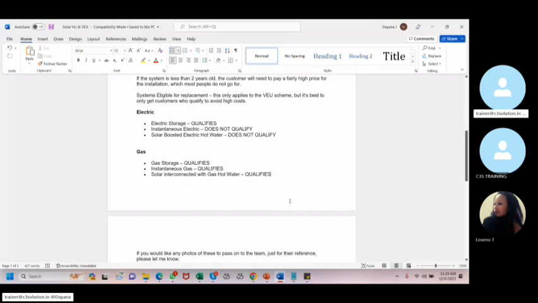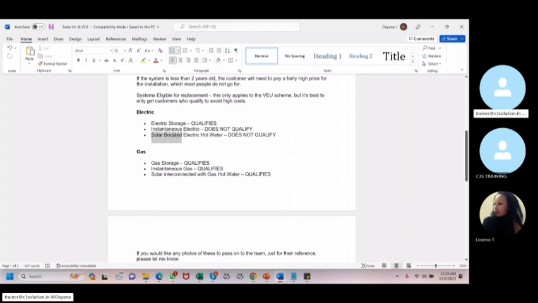If the solar is standalone, that is, the customer has a standalone solar hot water system, that is not eligible. A solar hot water system is not eligible. Keep that in your mind. That is the first thing. But if the solar is interconnected with gas, then it is eligible.